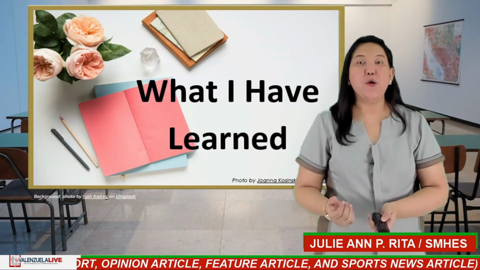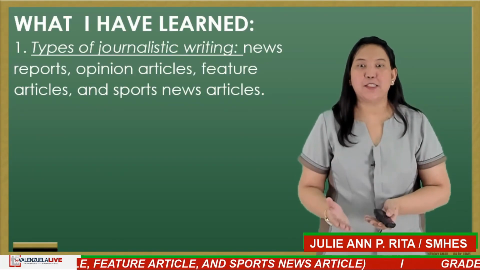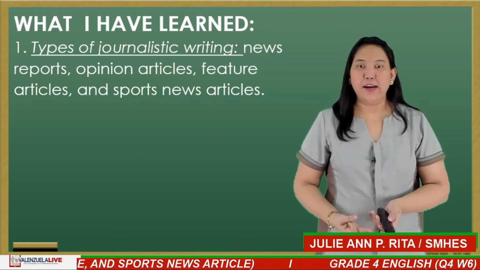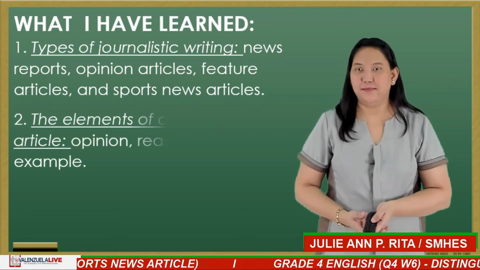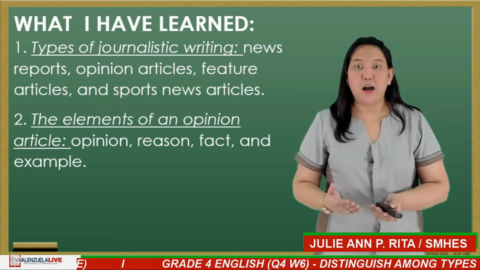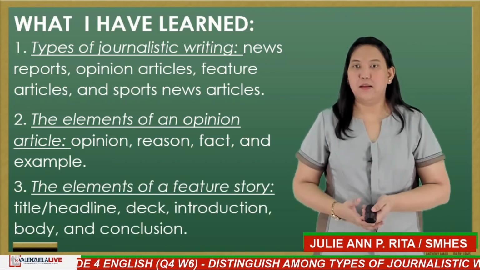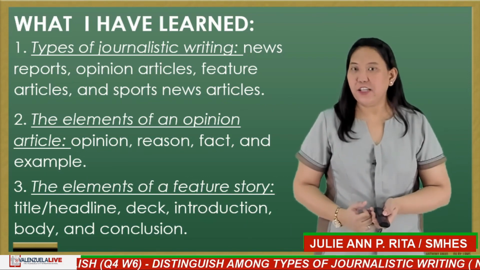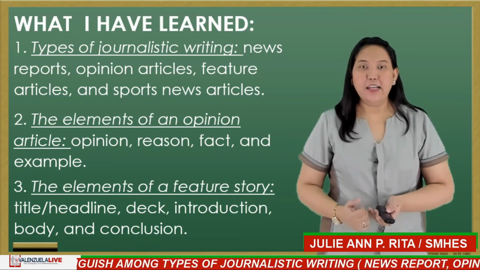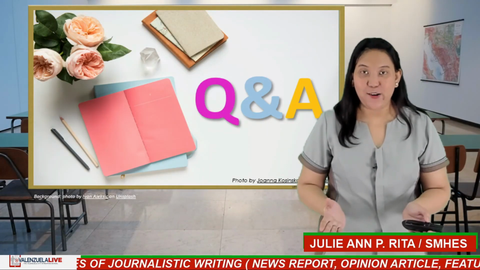What are the concepts you have learned today? Today, you learned about the different types of journalistic writing, the news reports, the opinion articles, the feature articles, and sports news article. You also learned about the elements of an opinion article. These are opinion, reason, fact, and example. You also learned the elements of a feature story, which are the title or the headline, deck, introduction, body, and conclusion.